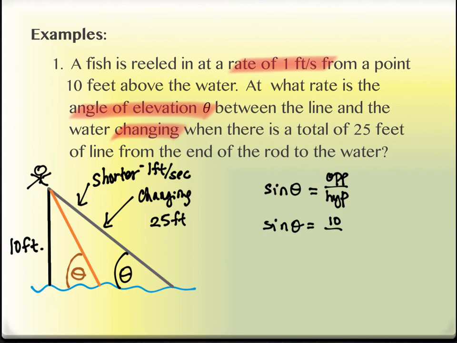Now, at some point, the hypotenuse is 25, right? But not all the time, right? It's being reeled in. So I need a variable to represent the hypotenuse. What variable would you like to use? X. X it is. So this length right here is now going to be called X in general, and at some point, X is going to equal 25.